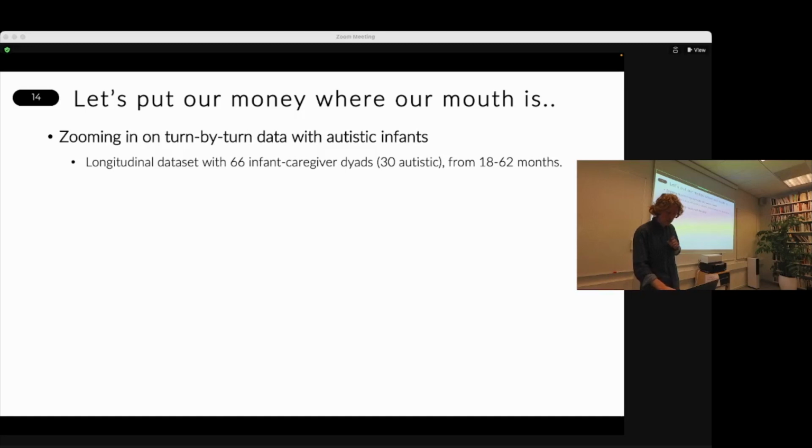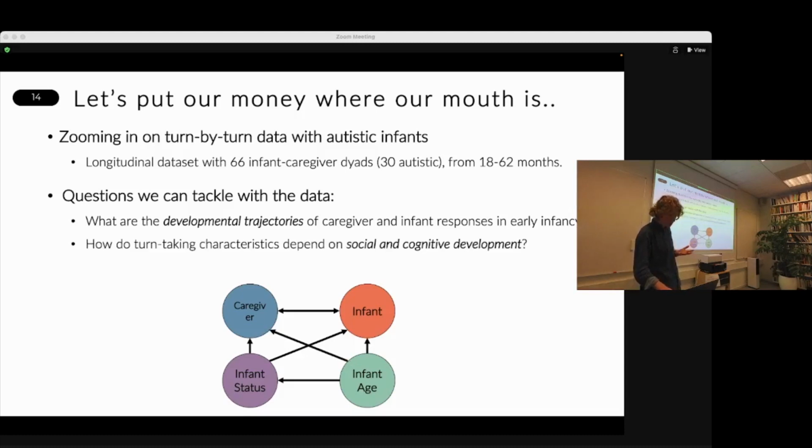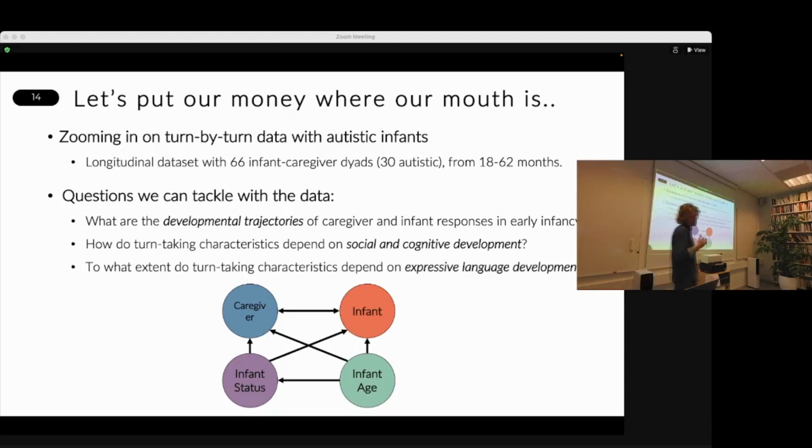Okay, so again, the questions we can tackle, right, are developmental trajectories, which are here, and social and cognitive development, so to what extent do these influence caregiver and infant, but also we have measures of expressive language development as well. So here we're relying not just on age as a sort of cover term for all of these individual trajectories of social and emotional development and expressive language development as well. We actually have these measures now.